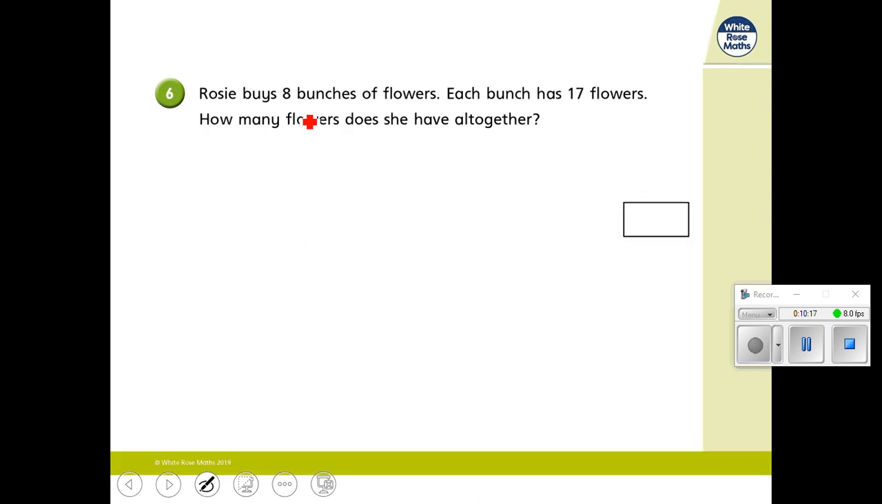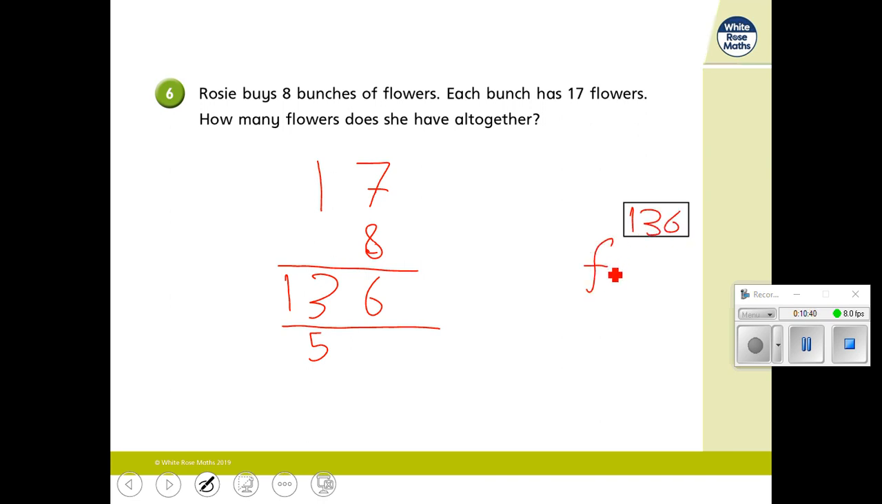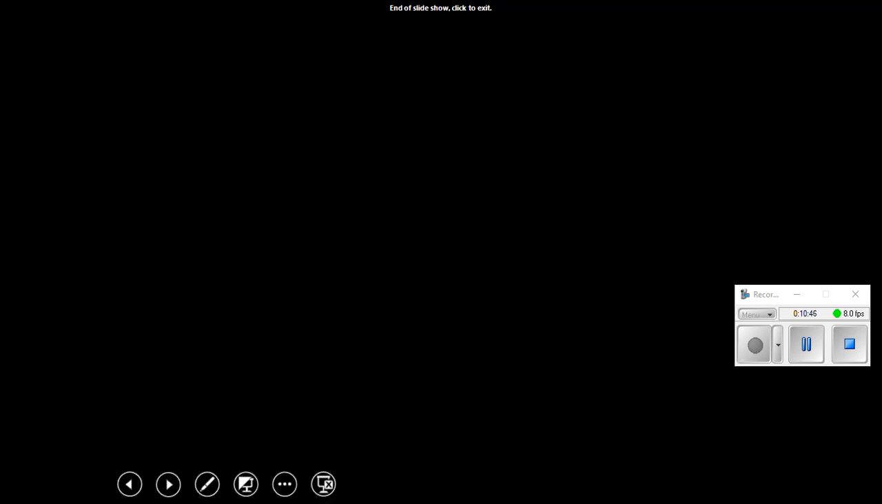Right, 10 minutes, let's see. 8 bunches of flowers, 17 flowers, how many flowers? So we are saying 17 multiplied by 8. Okay, 8 times 7 is 56. So we've got 5 there. 8 times 1 is 8, and 5 is 13. 136. Okay, so it's 136 flowers. Question, oh, and that's it.